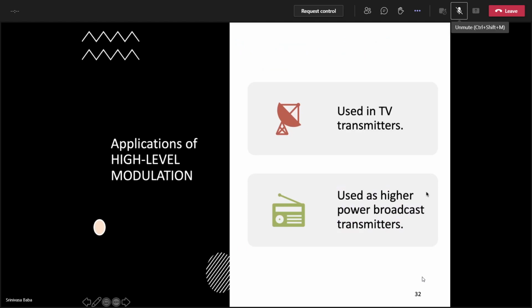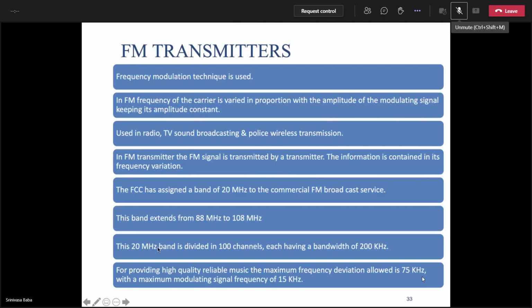And high level amplifiers are used in TVs. All your TVs, they use high power transmitters, high level modulation transmitters. Similarly, they are useful for broadcasting. Your FM broadcasting, AM broadcasting, they use always high level modulations only.